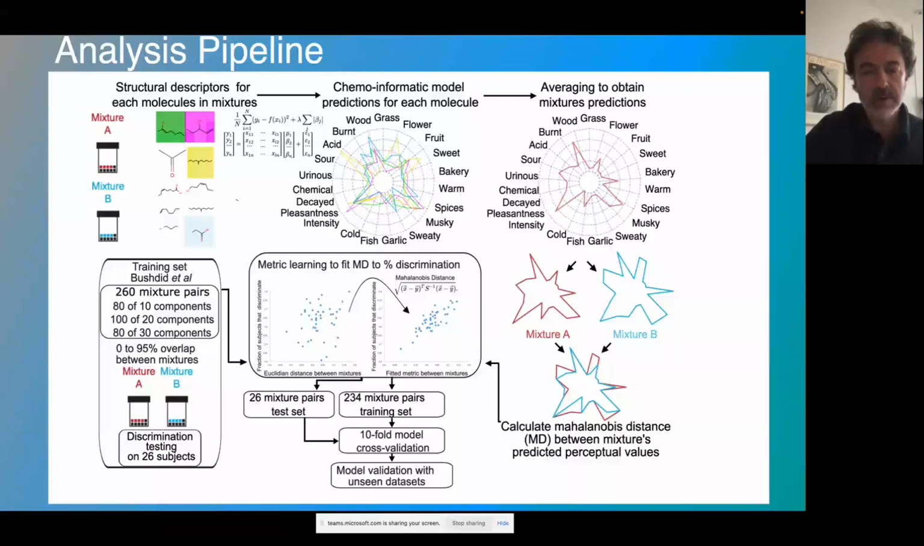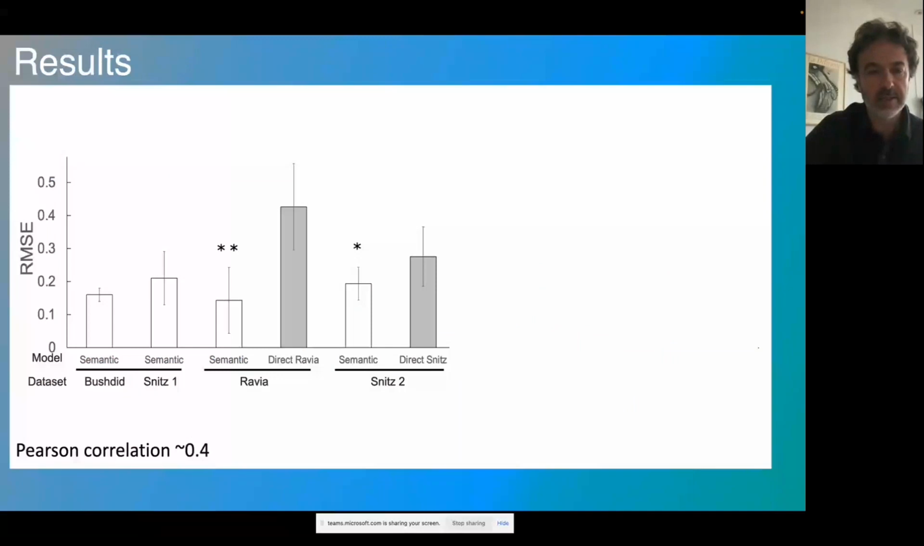And what was great is that there are some external data sets used by SNITS, two types of data sets. And also recently, the Ravia data set that was published in Nature, where they claimed that they found some metamers. What you can see in white is our predictions, and we used the root mean square error. Basically our model, the semantic model, does much better than the direct model, which is this angle model that was implemented by the Sobel lab. And actually, it does much better with data that it has not ever seen, right? We just used the Bush-Dit data set to predict.